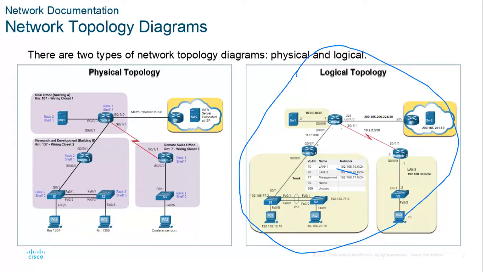Whereas a physical topology is more like a blueprint. It tells you what room number it's in. It's not so much interested in IP addresses as in physically getting everything plugged together from one point to another. So a rack and stack technician might use this to get everything plugged up.